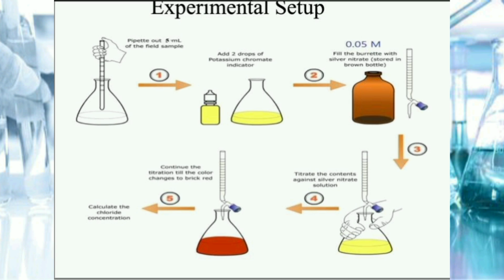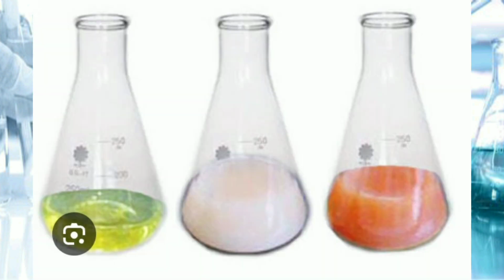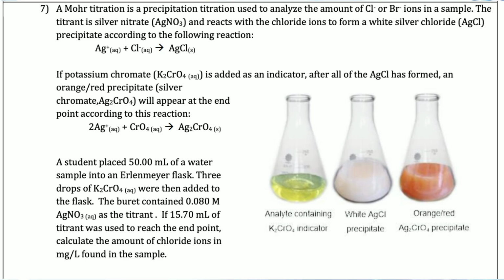Take the 0.05 molarity silver nitrate into the burette. The sample is yellow in color, because the yellow indicator is added to the water sample. The final end point is a brick red color. But in the middle we get a precipitate of silver chloride formed, which is white in color.